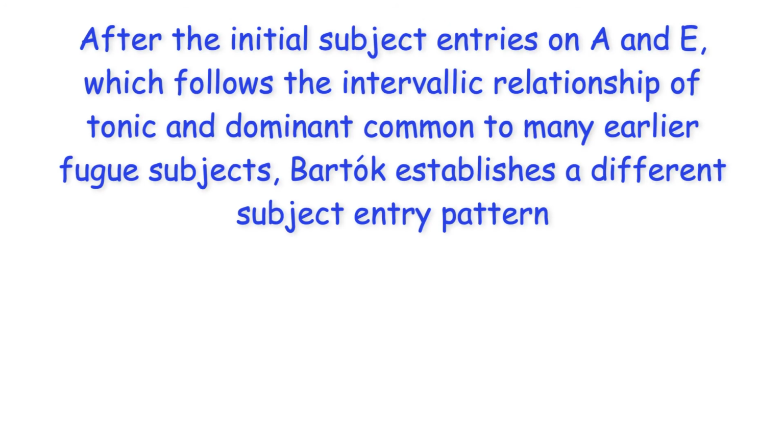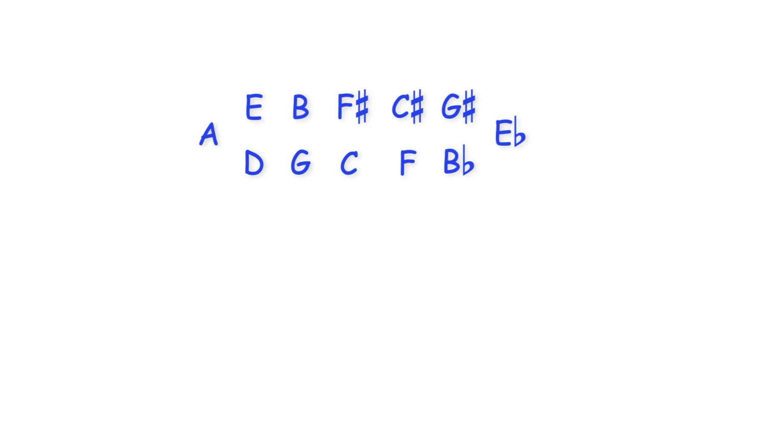After the initial subject entries on A and E, which follows the intervallic relationship of tonic and dominant common to many earlier fugue subjects, Bartok establishes a different subject entry pattern, which from the central A note ascends and descends in fifths to eventually reach E-flat in bar 56. The notes of the ascending and descending pattern of subject entries outlines the A Lydian and A Locrian modes, connecting them with the notes A and E-flat.